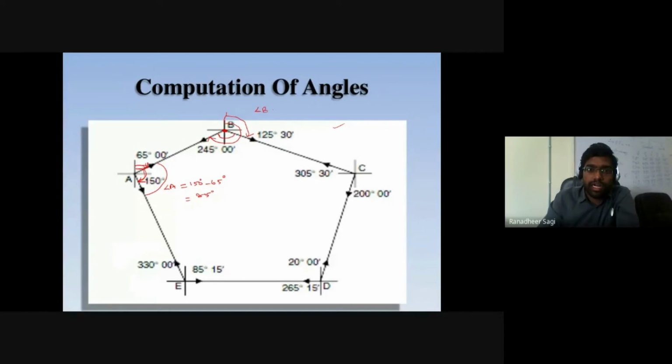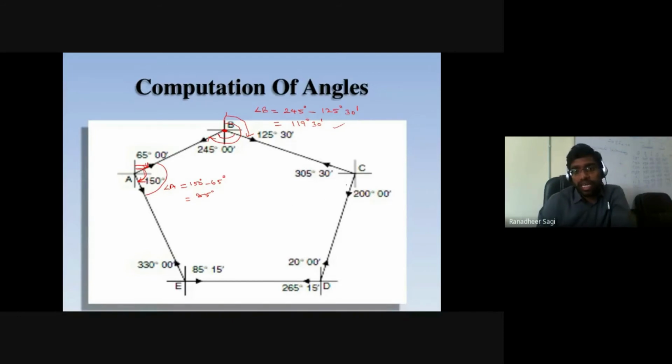So your internal angle at point B is nothing but the back bearing of line AB minus the forebearing of line BC. I'm not writing out all the steps now; in the next slides you have them clearly mentioned. So I'm directly calculating them, assuming that you are understanding what I'm saying. 245 degrees minus 125 degrees 30 minutes comes out to be hopefully 119 degrees 30 minutes. That's going to be your interior angle at point B.